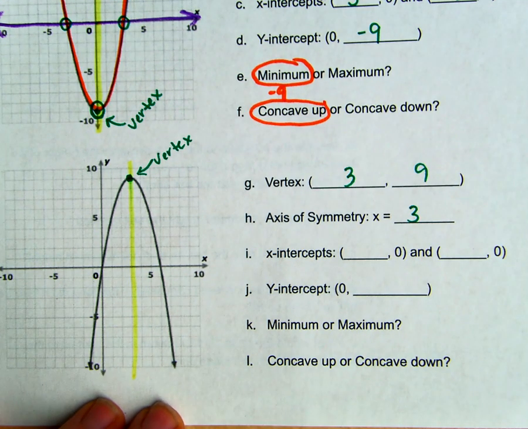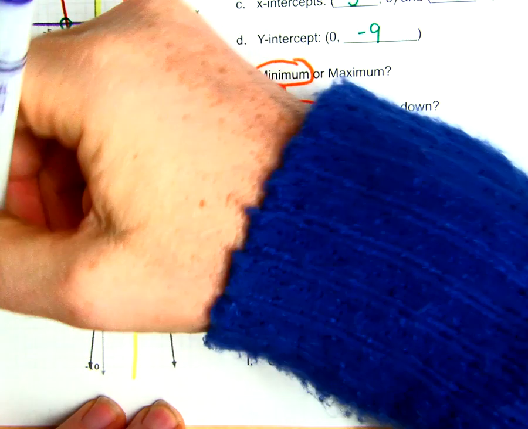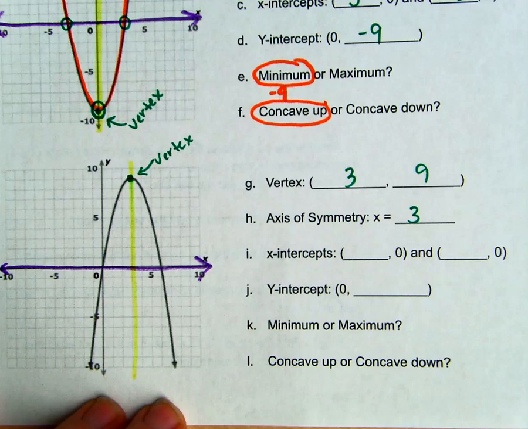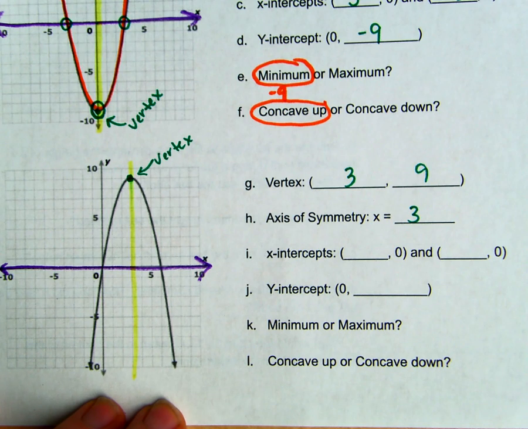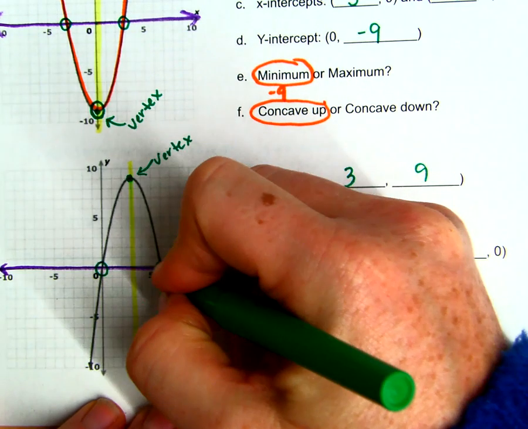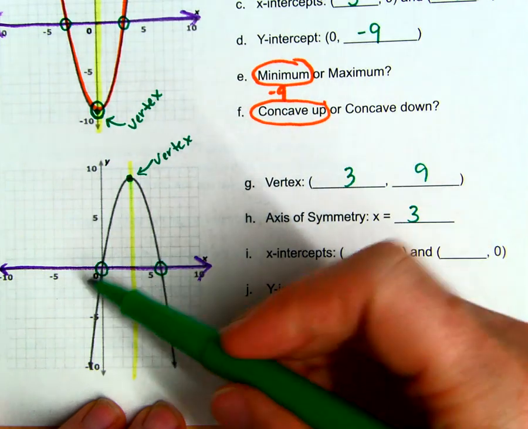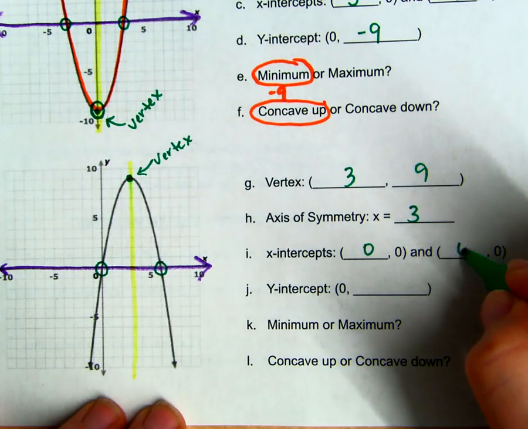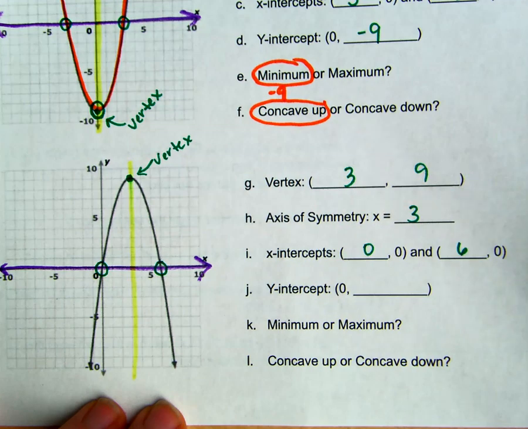The x-intercepts, so again, I'm going to just really quick color the x-axis purple so you can see where the graph meets purple, where the graph meets purple. And so we should notice this graph here and here meeting the x-axis. So that's actually at the point 0, 0. And this one's actually at the point 6, 0.